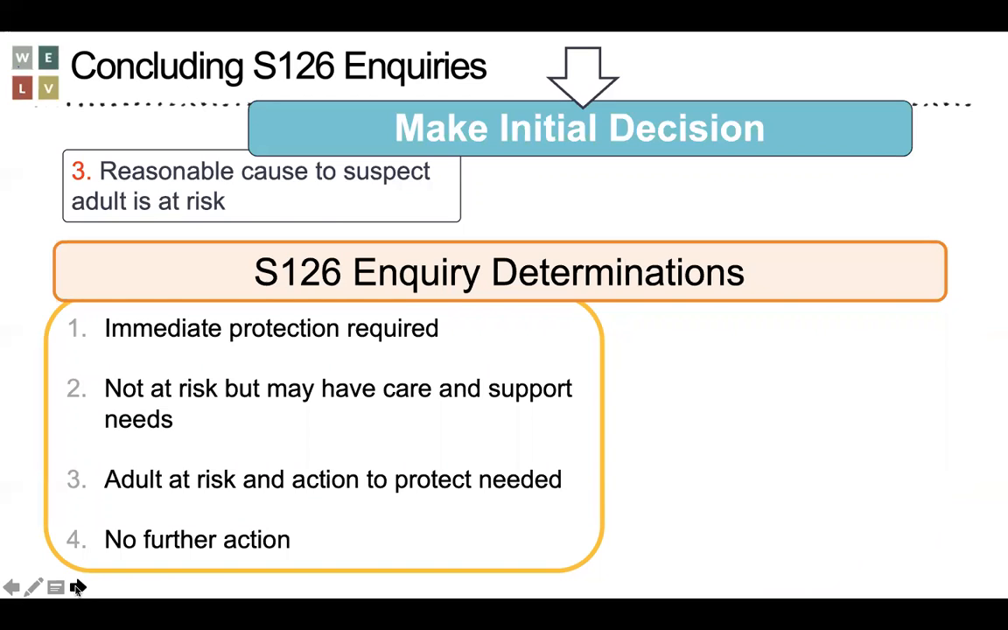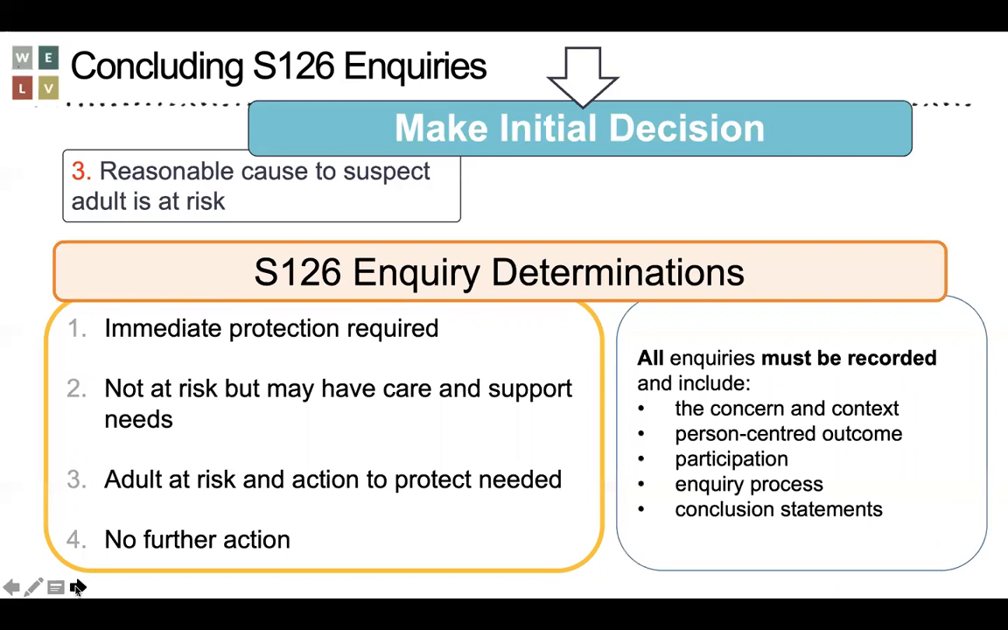Is the individual not at risk, but they have needs for care and support? Is the adult at risk and action is needed to protect them? And is there no further action to be taken? The procedures go on to set out what must be recorded in relation to the inquiries that are conducted.